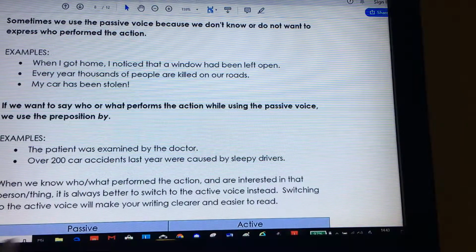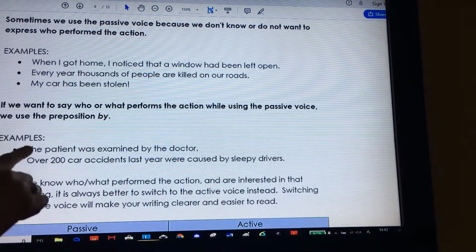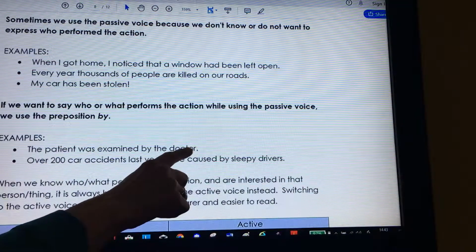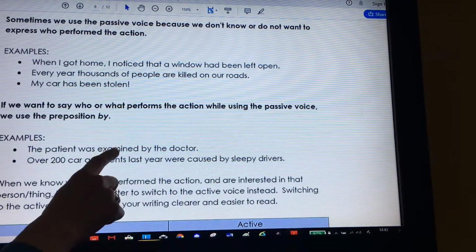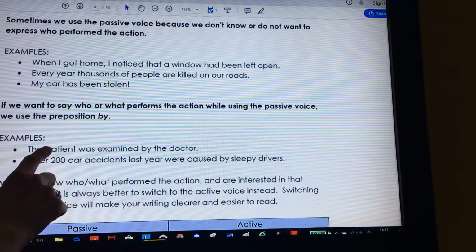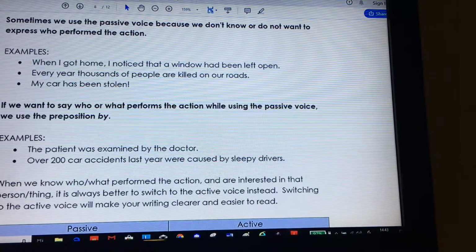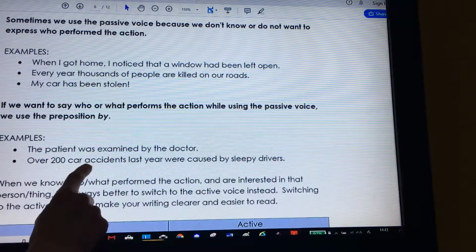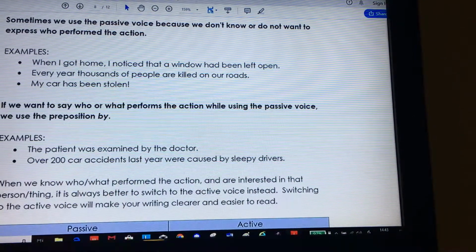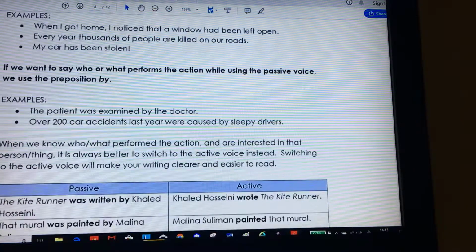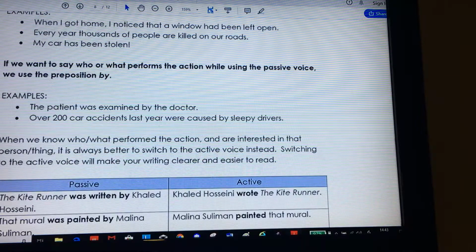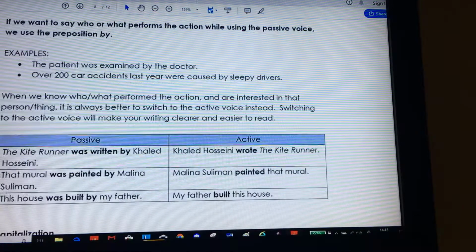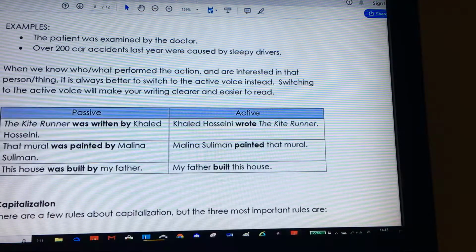So we can change these sentences, for example. Instead of saying the patient was examined by the doctor, we can say the doctor examined the patient. In this sentence, we can change it. We can say sleepy drivers caused over 200 car accidents last year. It's much simpler when you can change it to active voice. So my recommendation, if at all possible, if you know who is doing the action or what is doing the action, change passive voice to active voice.